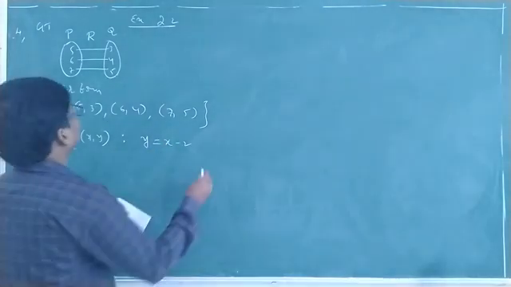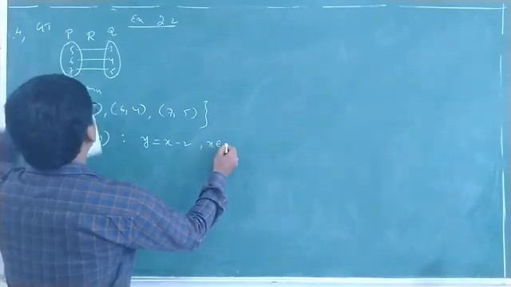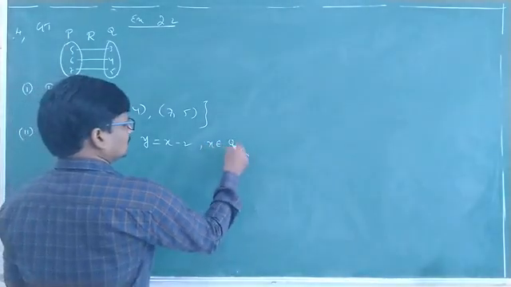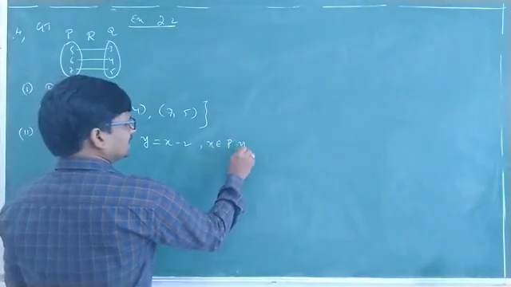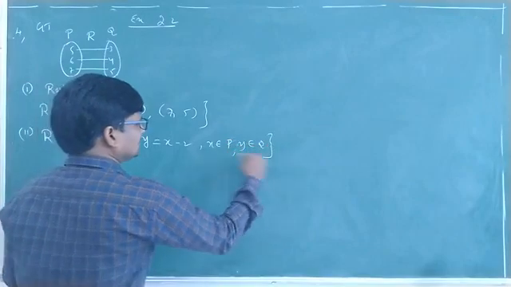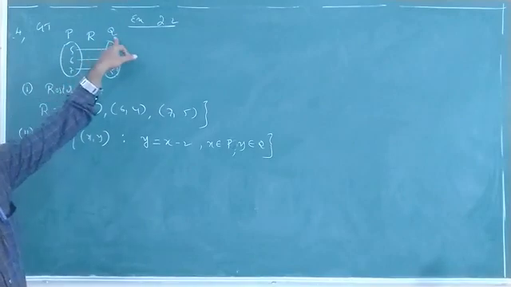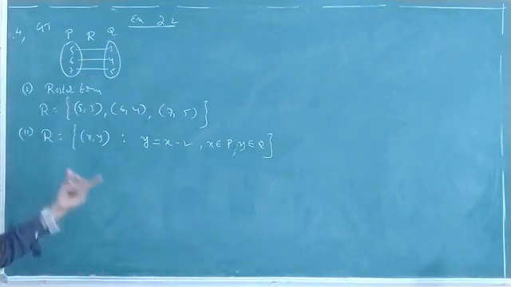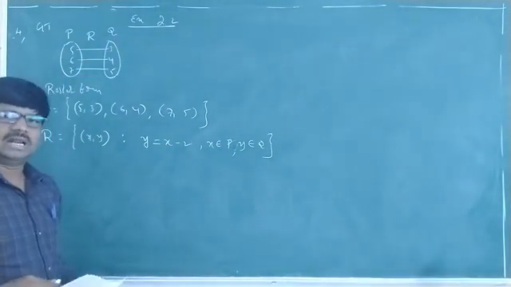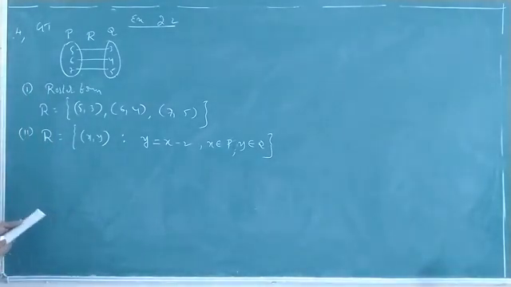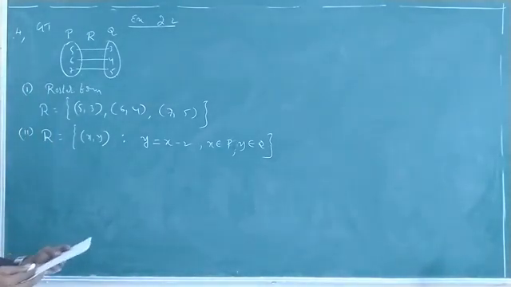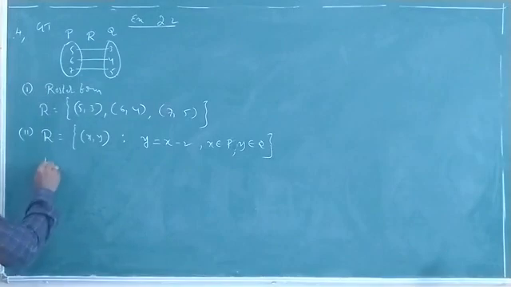Here x belongs to the first set P, and y belongs to the second set Q. Understand? In this manner we have to define the relation. Next, what did he ask here? Next, domain and range are also asked. Next, write the domain.